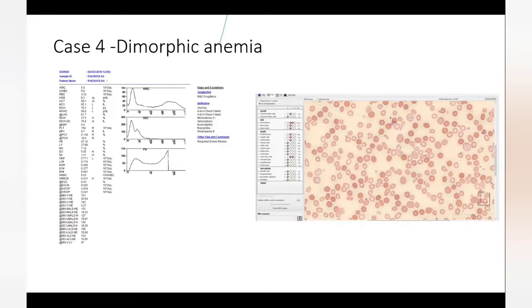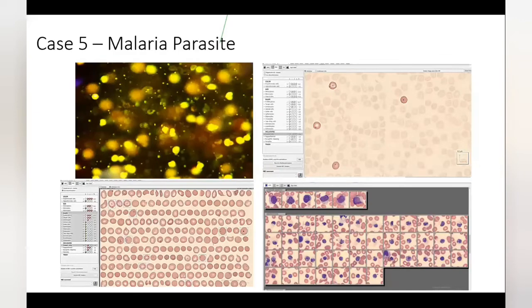Obviously, when you see the histogram, you can see that there is a hump and clearly a dimorphic picture, and also how beautifully the image analysis has picked it up and is showing you just about the same thing that you can see for yourself. And this is a malaria parasite.